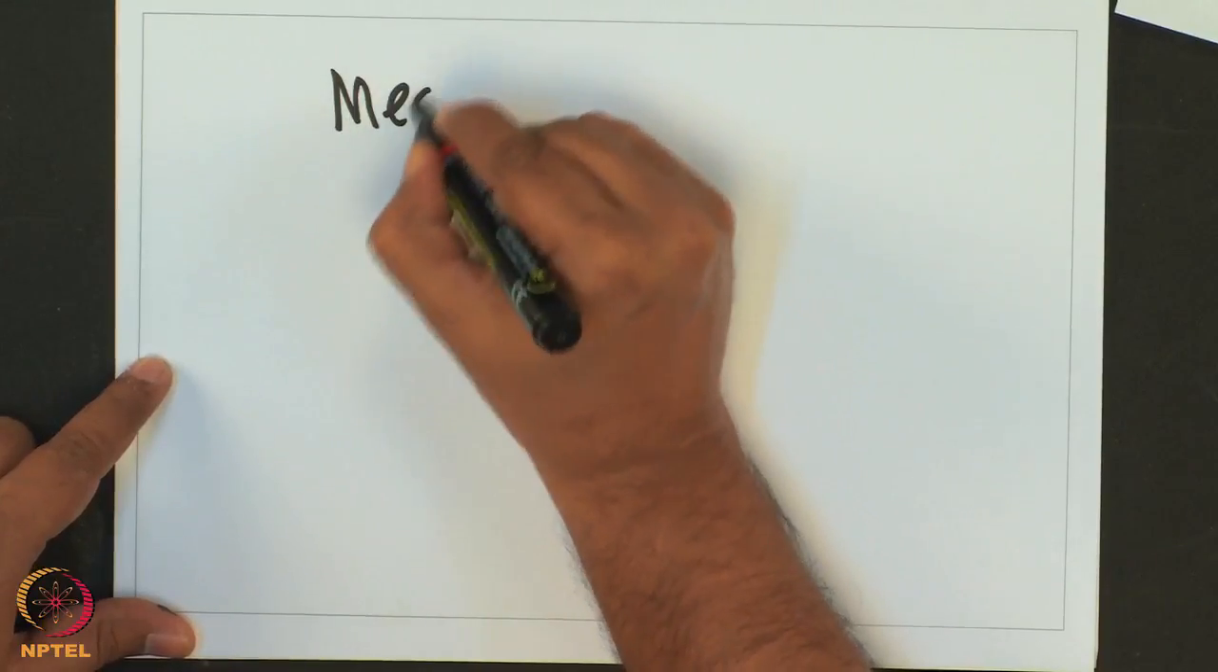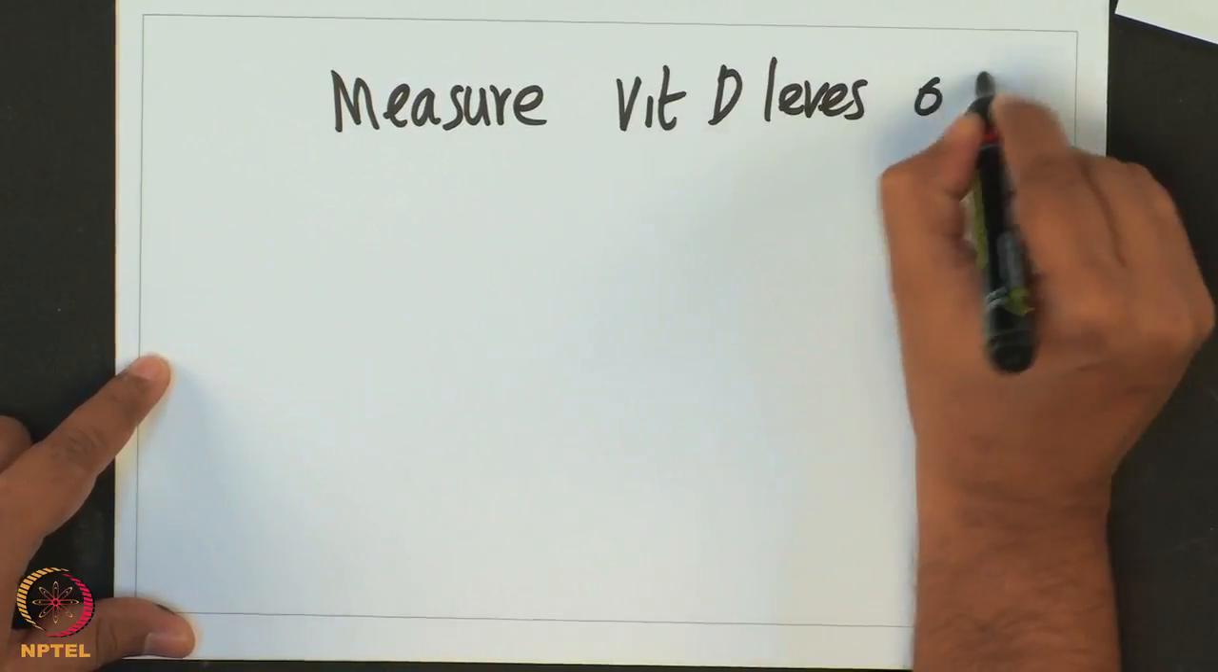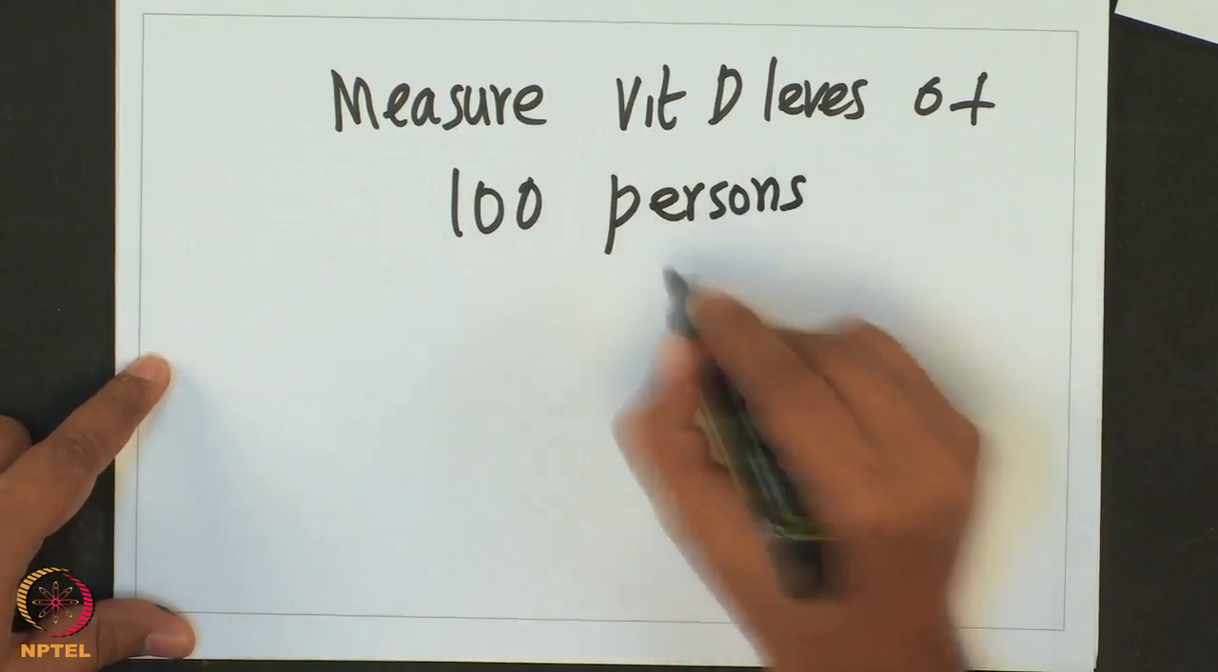So, let us say there are many people, 1,000 volunteers going around and measuring vitamin D levels of people in different parts of the country. Let us say I am a volunteer, and my job is to meet 100 people and measure their vitamin D levels. So what am I doing? I am going to measure vitamin D levels of 100 persons.